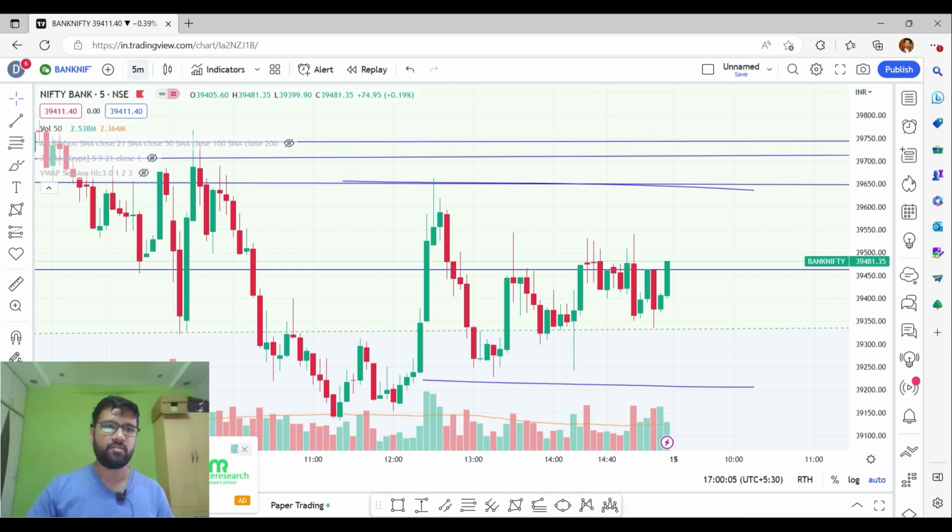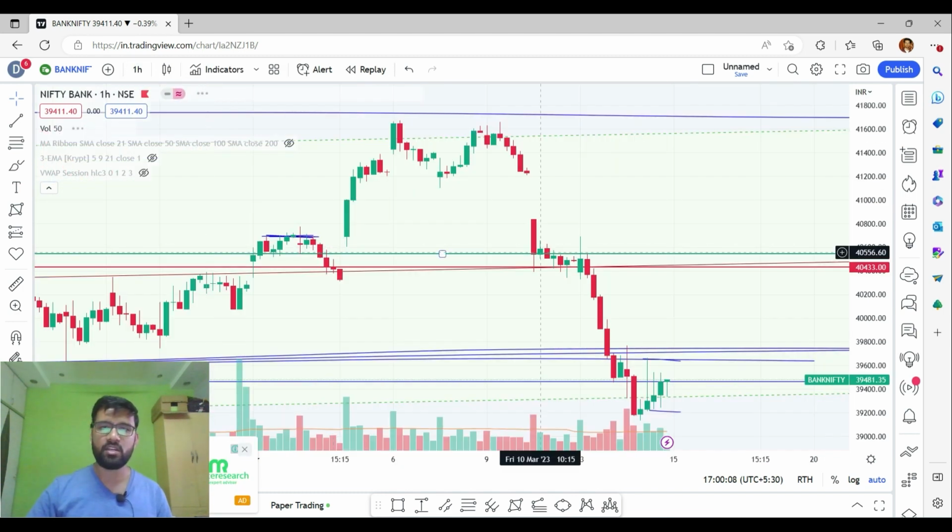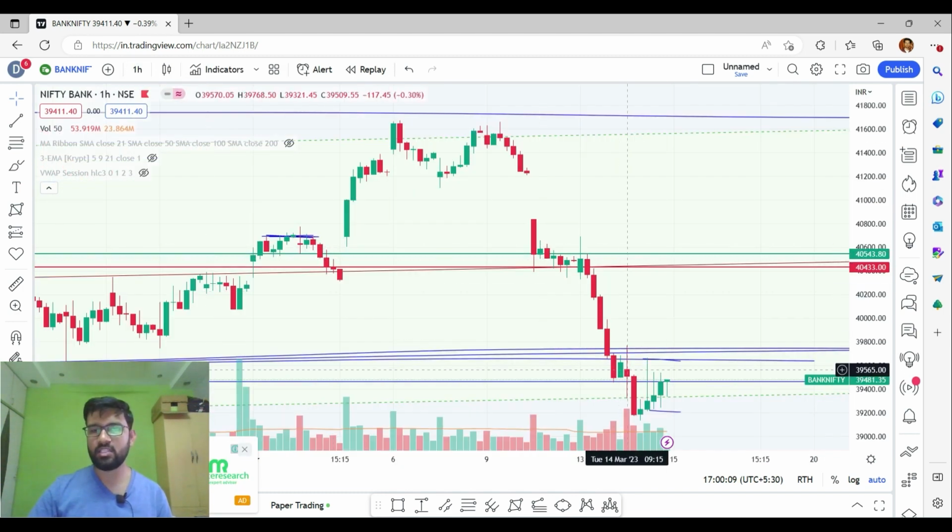So this is the Bank Nifty chart, and let's change this to the hourly time frame. In today's session, the market's initial balance candle was an indecision candle. After that, the market gave a good fall, and from there eventually the market went up.